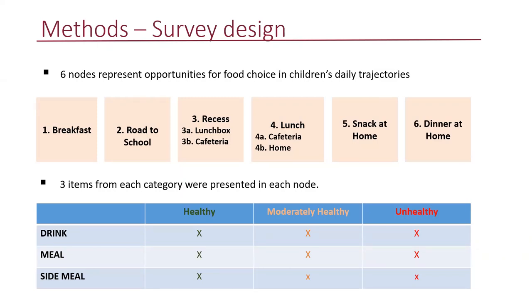This starts with breakfast at home, and then any opportunities to eat food on the road to school by stopping at shops there, and then a meal at recess, whether through a lunchbox prepared at home, or by buying meals or other food items from a cafeteria, then lunch at school, either at the cafeteria or going back and eating food at home and returning to school, then a snack at home, and then dinner at home. And these were the nodes identified in the Tunisian example, I believe.